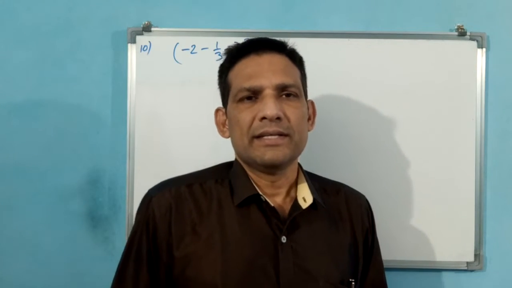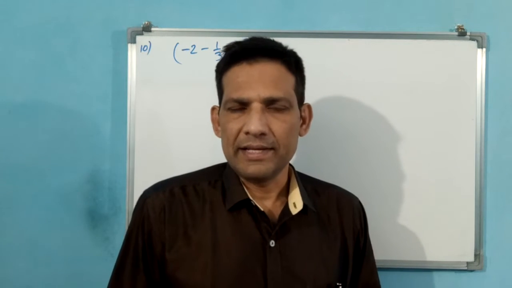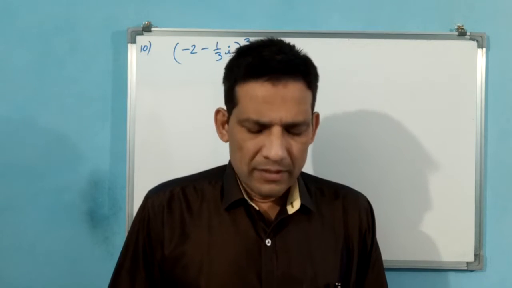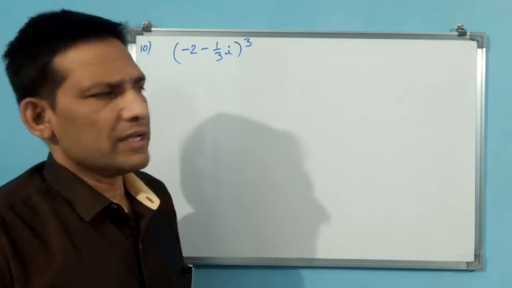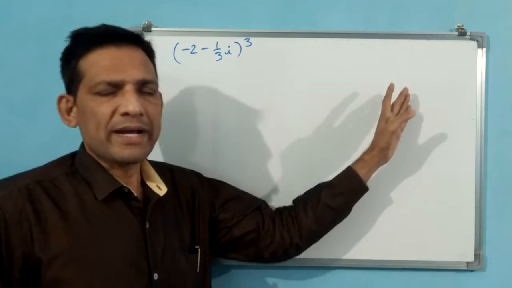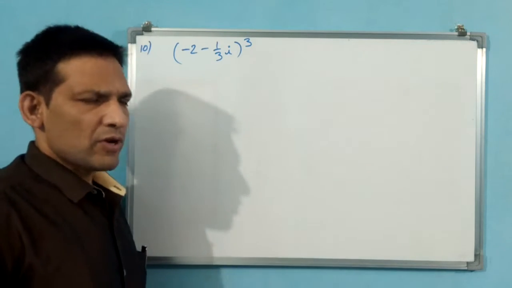Okay, dear students, in the last class we completed the ninth question in exercise 5.1 on complex numbers. Now let us finish the remaining questions, 10 to 14. See question number 10. This also we have to simplify and write in a plus ib form. A plus ib form means complex number form only.